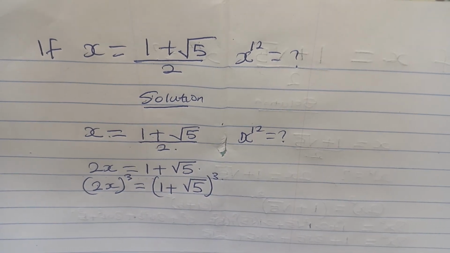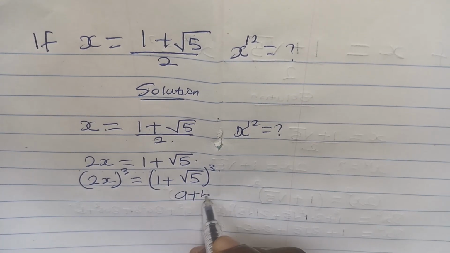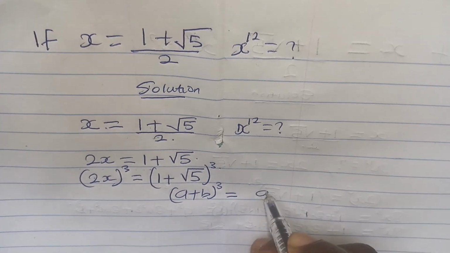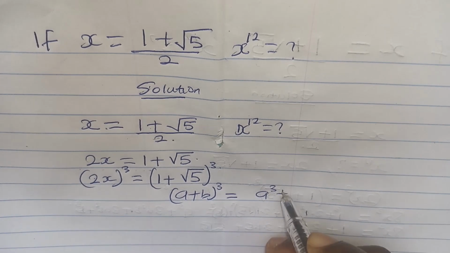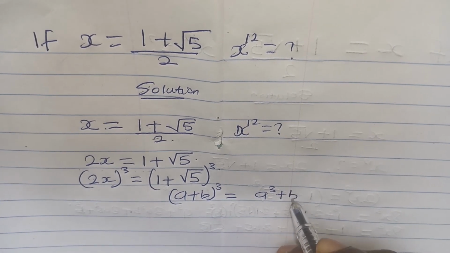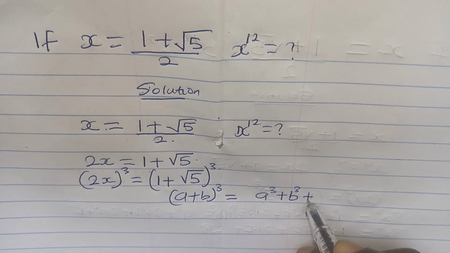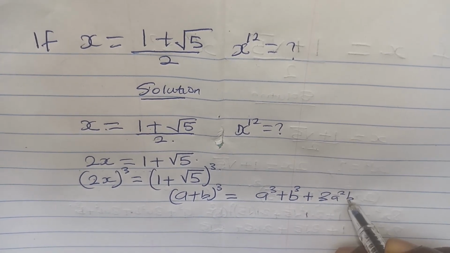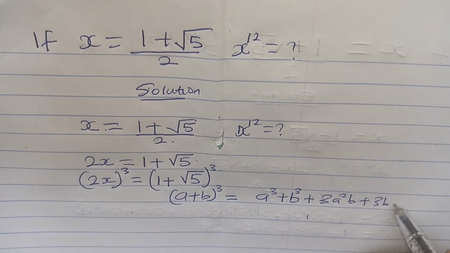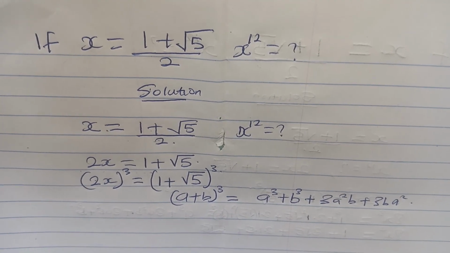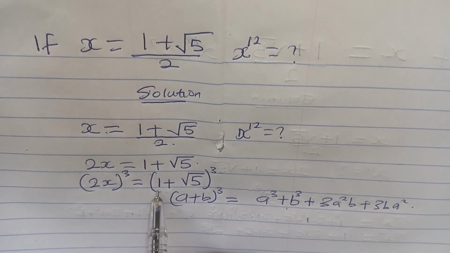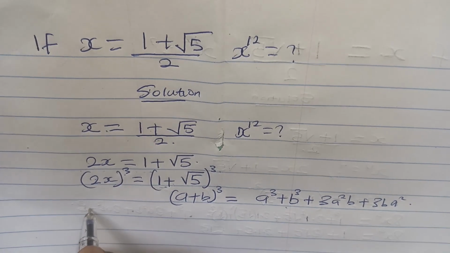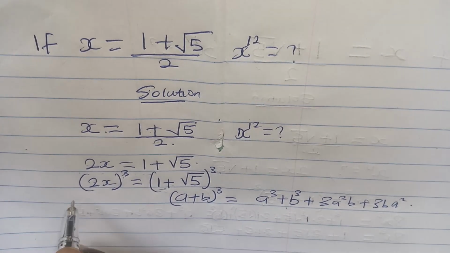So I'm going to bring an identity which says (a plus b) all to the power of 3 is equal to a to the power of 3 plus b to the power of 3 plus 3a squared b plus 3b squared a. This identity is what I'll actually apply at this point. If I take 2 to the power of 3, it is going to give us 8.